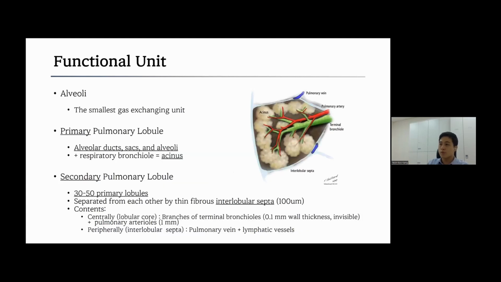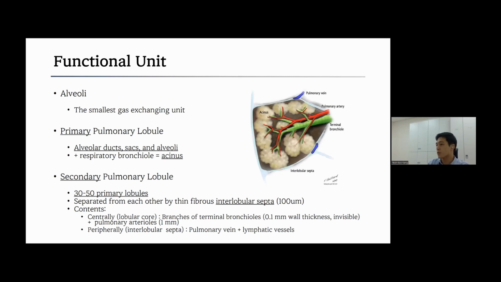So let me briefly explain the functional unit of the respiratory zone. The alveolus is the smallest gas exchanging unit of the lung. Primary pulmonary lobule is defined as the lung unit distal to the respiratory bronchioles. It is composed of alveolar ducts, alveolar sacs, and alveoli. The combination of primary pulmonary lobule and respiratory bronchiole is called acinus.